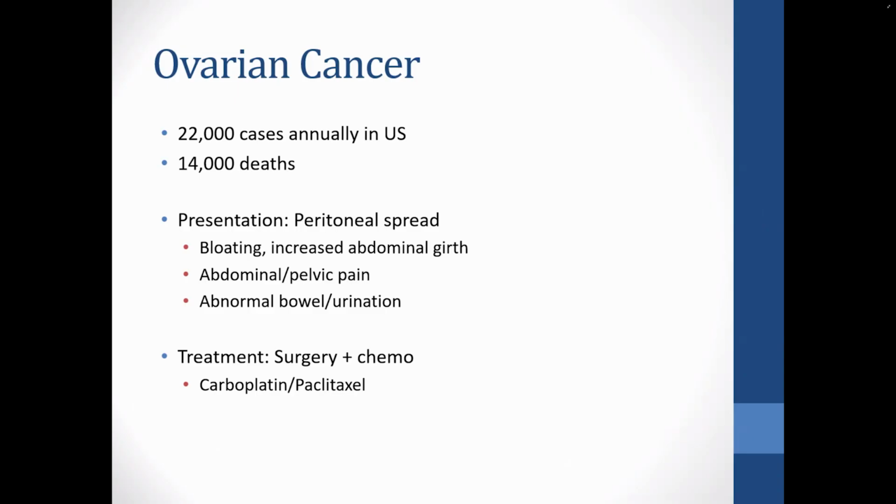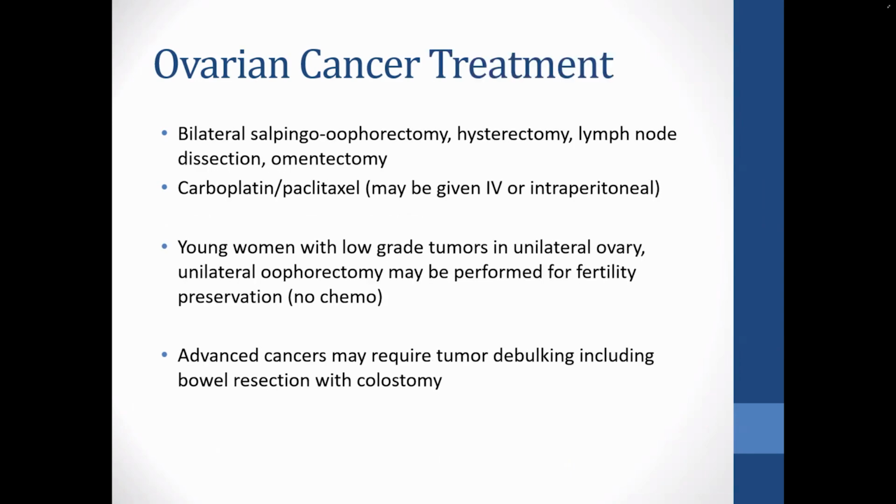Treatment typically involves surgery and chemotherapy. The chemotherapy regimen used is carboplatin and paclitaxel. The surgery typically involves bilateral salpingo-oophorectomy, hysterectomy, lymph node dissection, and omentectomy. As I mentioned before, carboplatin and paclitaxel is the typical chemotherapy regimen. It may be given IV or intraperitoneal. Young women with low-grade tumors in a unilateral ovary may have a unilateral oophorectomy for fertility preservation and without chemotherapy. Advanced cancers may require tumor debulking, including a bowel resection with colostomy.